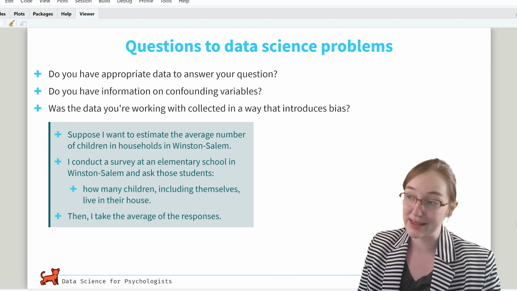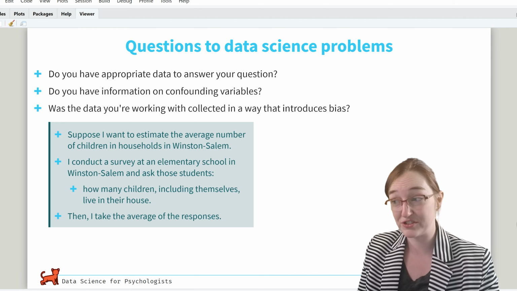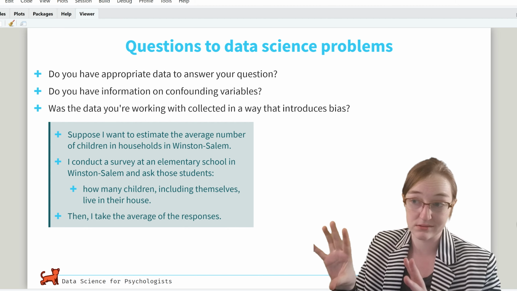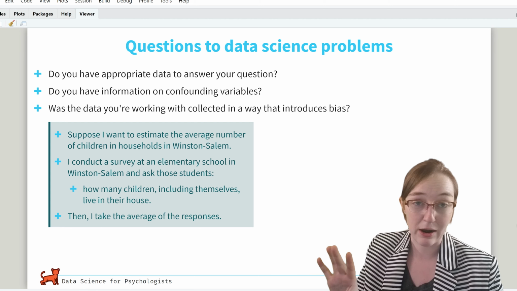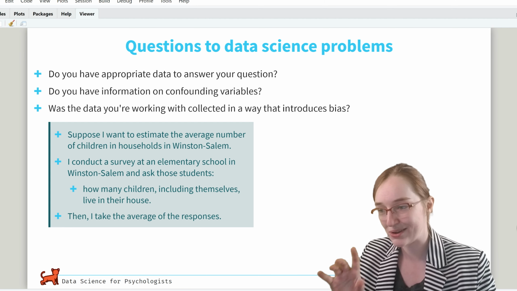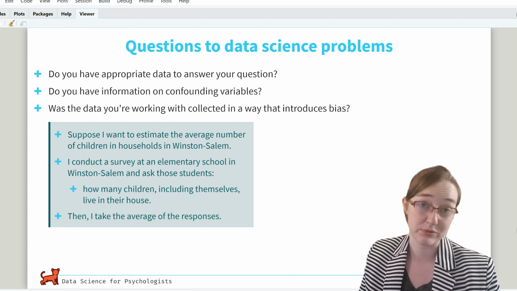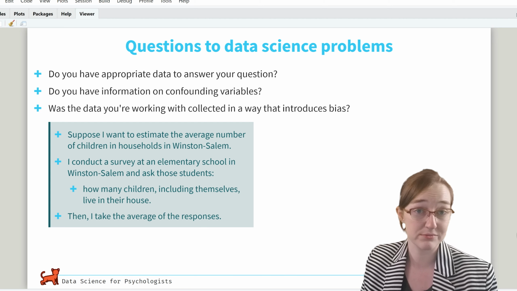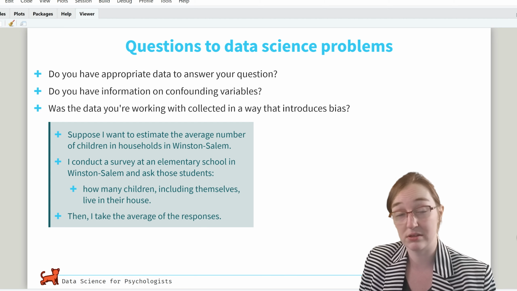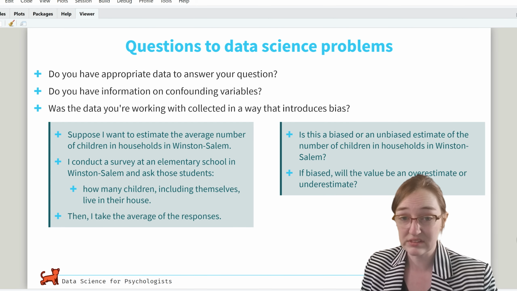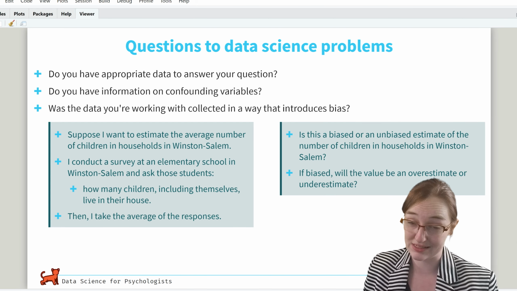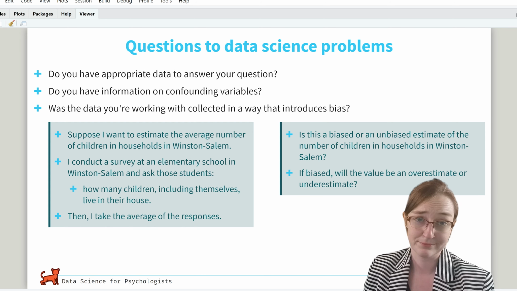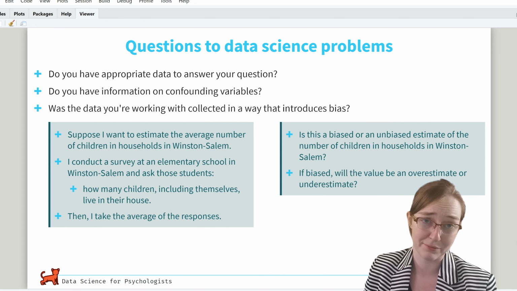Now, for example, say I were to estimate the average number of children in households in Winston-Salem. Here is how hypothetical me is going to go about it. I'm going to conduct a survey of elementary schools in Winston-Salem and ask students how many kids, including themselves, are in their house. And then I'm going to average their responses. Is this a biased or unbiased estimate of the number of children in households in Winston-Salem? I'm going to let you think about that one.